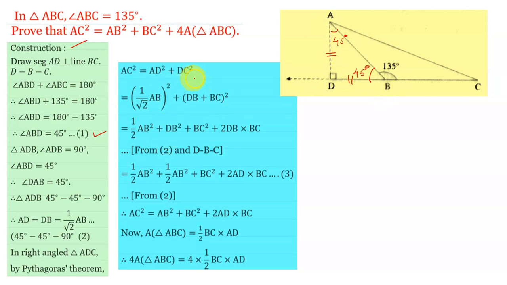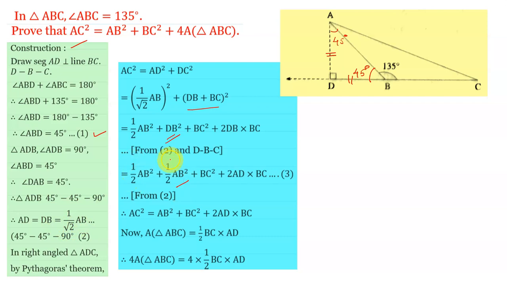DC again we have to express in terms of BC. But what is DC? DC means DB plus BC. Now we will expand this. Its square gives 1 upon 2 AB square, plus DB square, plus BC square, plus 2 times BD into BC. 1 upon 2 AB square, no problem. And the next is DB square. Now see this here, DB is equal to 1 upon root 2 AB. Therefore, DB square is equal to AB square upon 2. This is the second one.